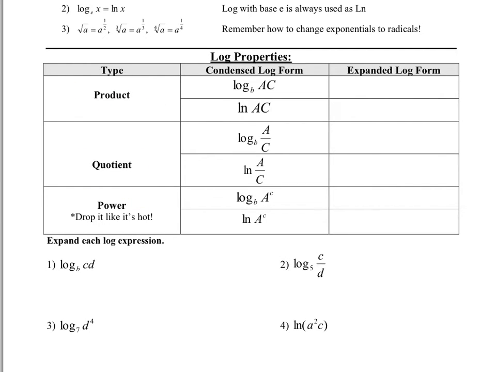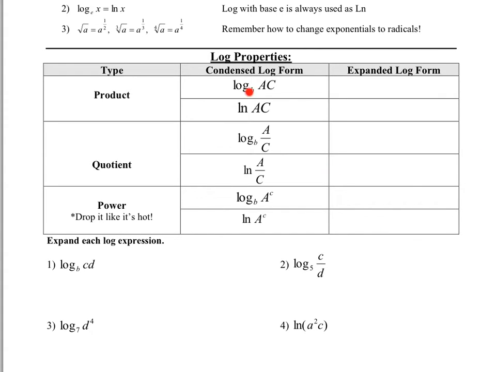We call this rule right here the product rule because we have log base b of ac, meaning a times c, ln of ac, a times c. We call this rule here the quotient rule because we're taking a and dividing it by c. And we call this the power rule because we're taking some number and raising it to another power, a to the c power. So let's talk about what the expanded log forms look like.